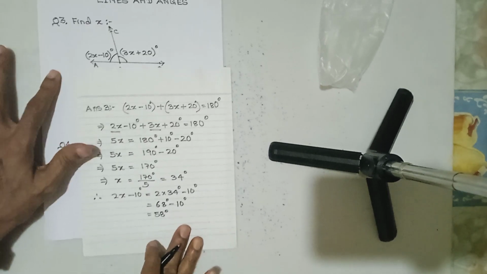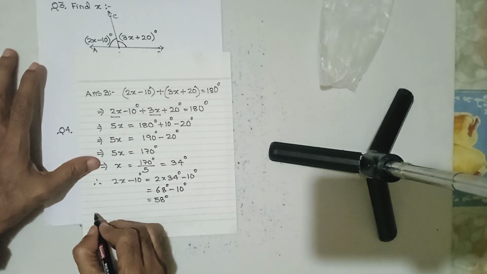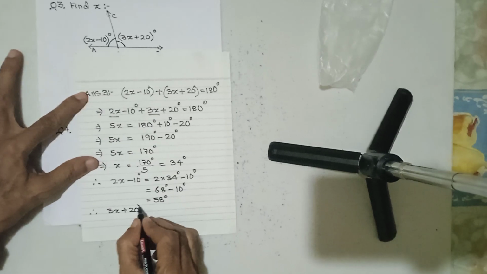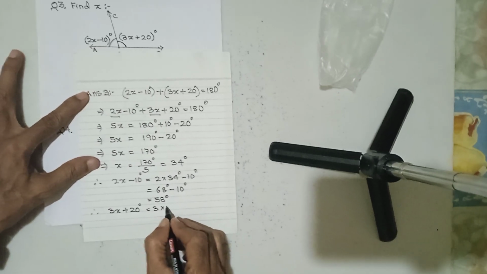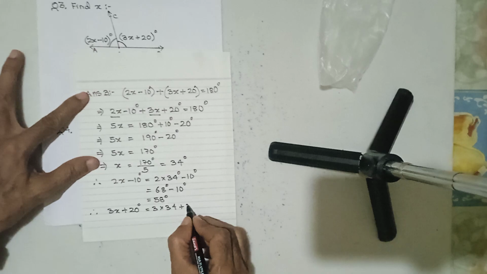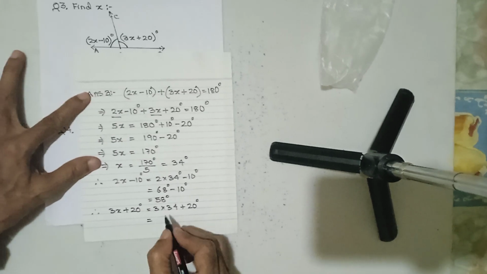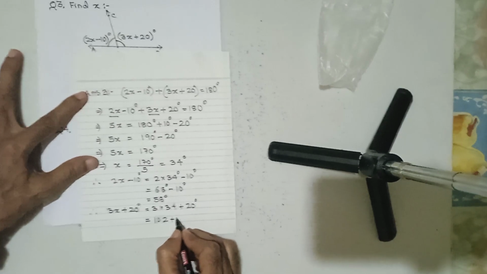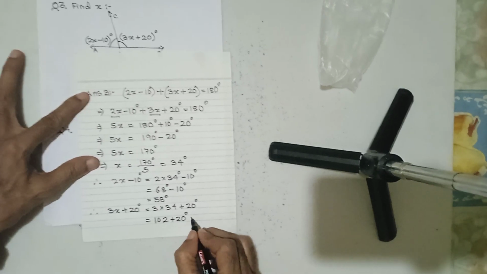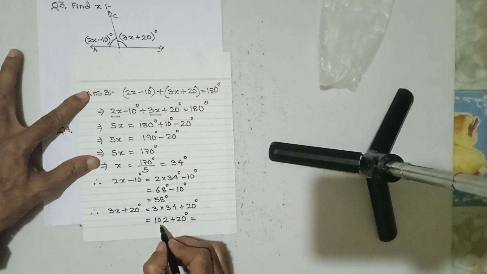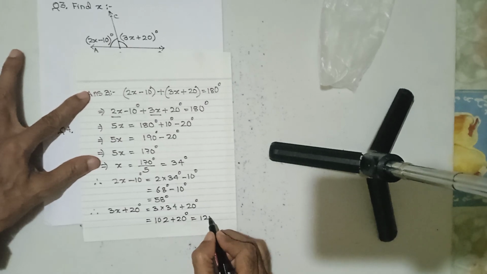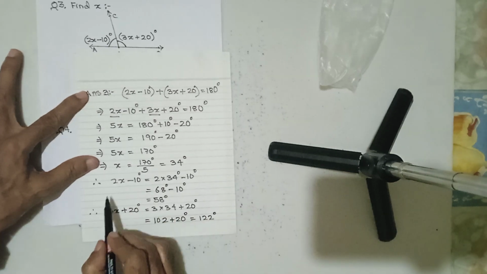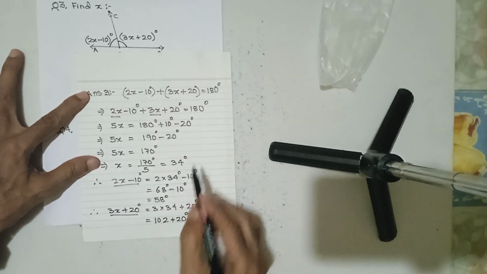Now we will obtain 3x plus 20. Therefore 3x plus 20 degree will become 3 into 34 plus 20 degree. This will become 102 degree plus 20 degree, which is equal to 122 degree. Now to check it, the sum of these two angles should be 180 degree.